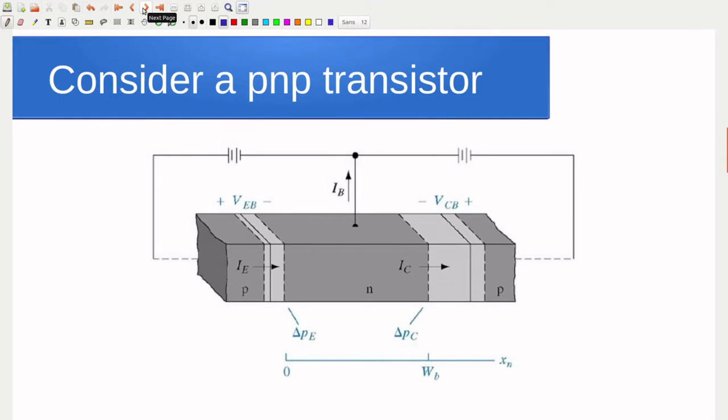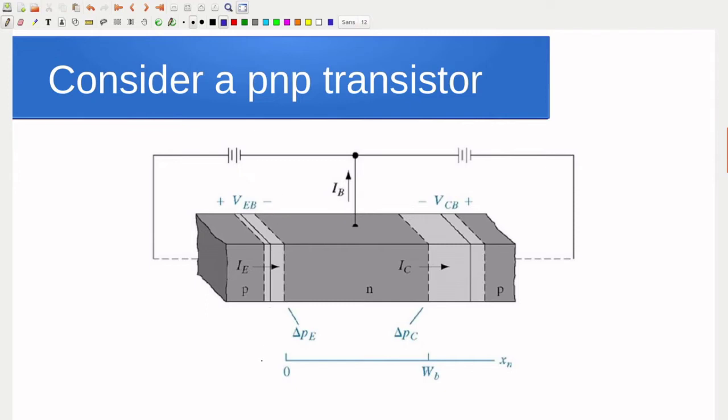As I had mentioned, in today's derivation we will be considering a PNP transistor, and the figure shows the connections that we are making so that an emitter current flows from the emitter to the collector through the base. And also there is a base current which compensates the recombination in the base.